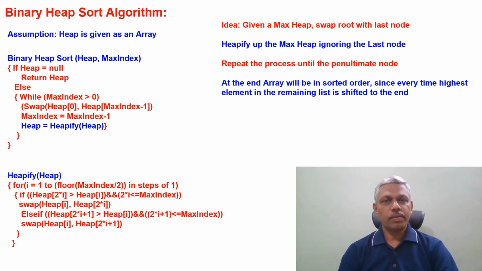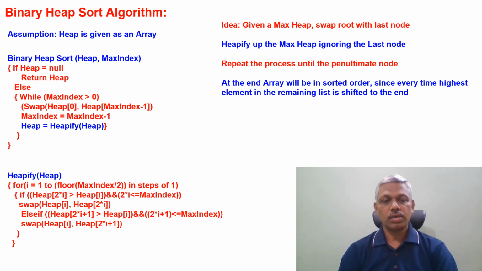Now, when it comes to the heapify part, how do we do that? For i running from 1 to floor of max index by 2 in steps of 1. That means whatever max index is there, max index by 2 gives you the parent. So we check until the last parent node, whether that parent node is greater than its children or not. So how do we check that? If heap of 2i is greater than heap of i and 2i is less than max index, that should not exceed the existing index, then if the child is greater, swap with the parent.